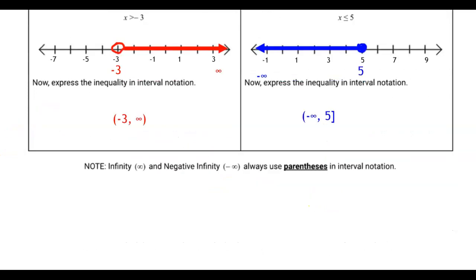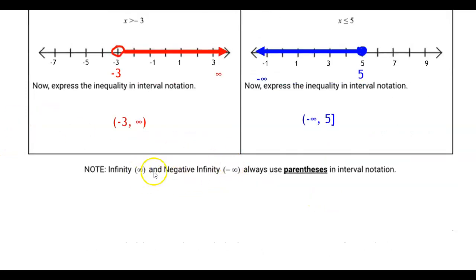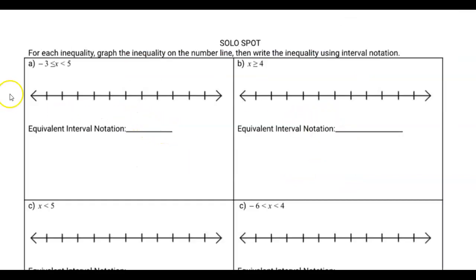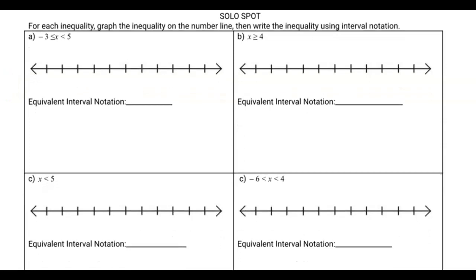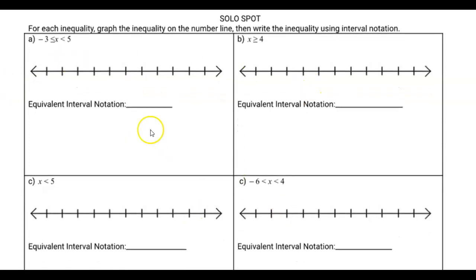All right, moving on, there's the note that says that infinity and negative infinity, which you'll use for single inequalities, always use parentheses in interval notation. We never use a square bracket when we're dealing with infinity on that side. For the solo spot, I'd like you to pause the video, and then I'm going to show you the correct answers. I'll just scroll through them so you can see, and then we'll do the problem set in class. So pause the video now, try these out, and then come back to see if you got them right.